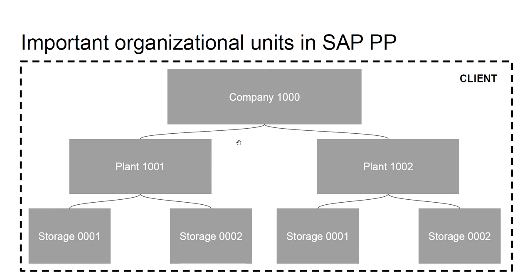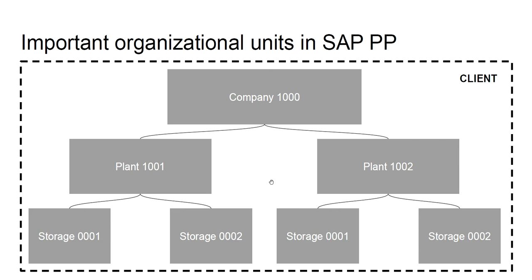As you can see, a plant is uniquely assigned to a company. A company can have several plants, and within a plant there can be several storage locations. The name of the storage location is only unique to the respective plant. So for every plant there might be storage locations with the same numbers, and those storage locations are only, you can say, visible or relevant within the respective plant.